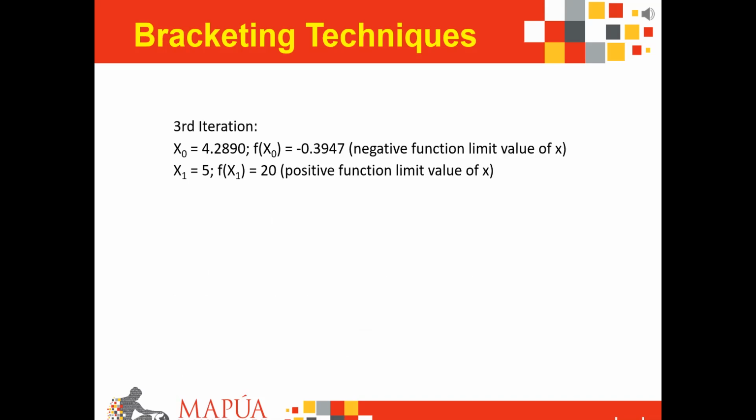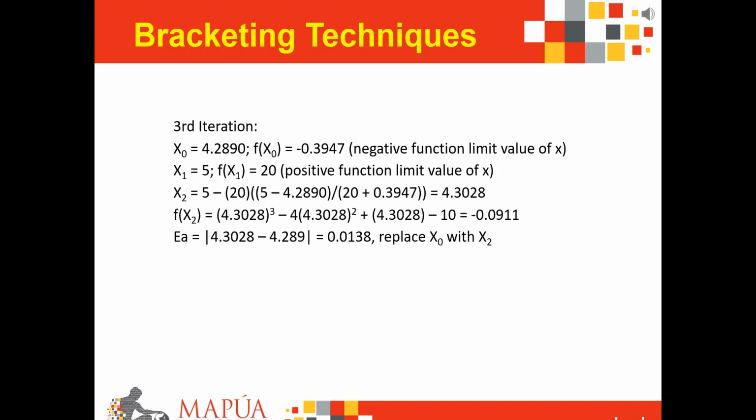On the third iteration then, this now would be your values for x0 and x1. Note that these values still satisfy the bracketing condition. Therefore, we simply solve for x2 using this solution based from our iterative formula, ending up with a value 4.3028. Substituting 4.3028 to your function gives us a value of negative 0.0911 with an error difference equal to 0.0138. Note that this error still does not satisfy the terminating condition. Therefore, we replace x0 with x2.